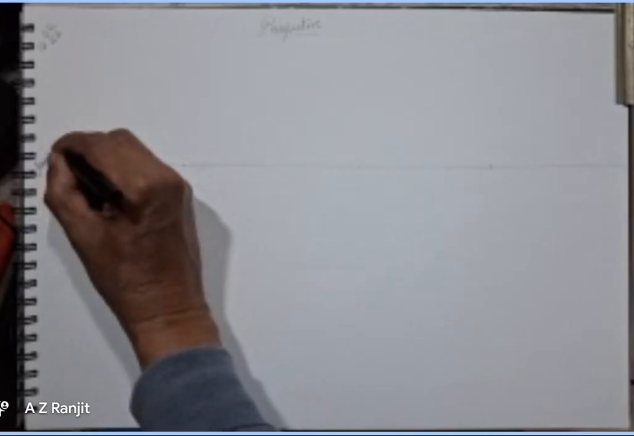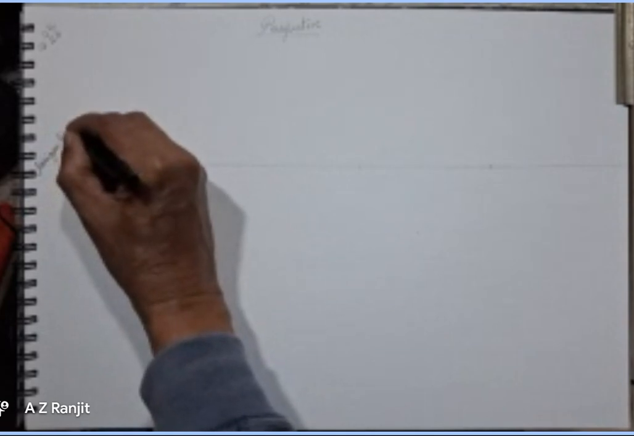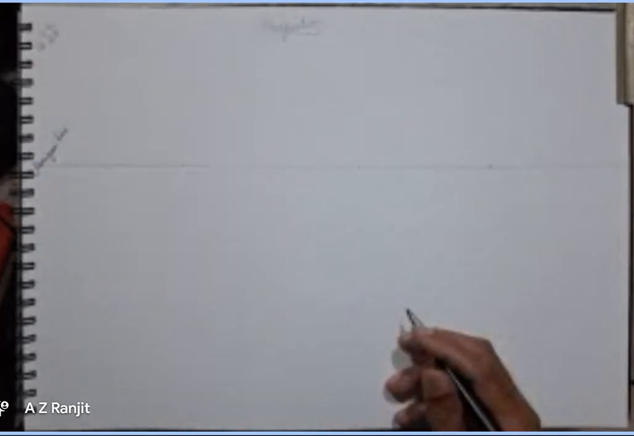Okay? Now, what have we done? We have drawn the horizon line. Right? We have drawn the horizon line. I'm going to write the name. Horizon line.